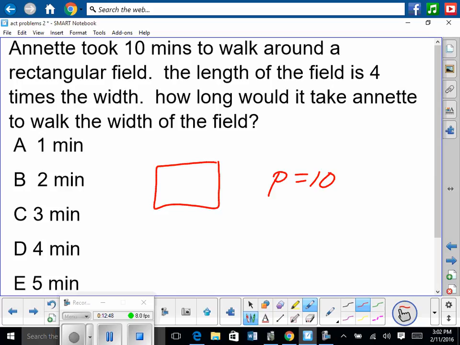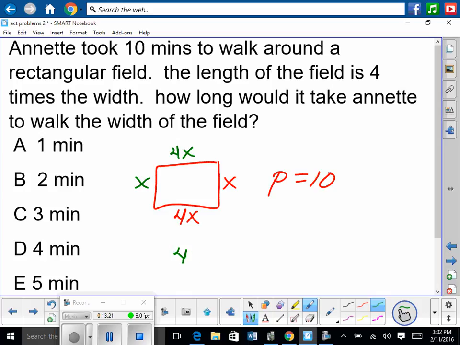So we have no idea what the width is, right? So let's call the width x, right? But we do know the length is 4 times that amount. 4x, good. So now it says how long would it take Annette to walk the width of the field? Wait, the width is 4x, right? No, it's x. The length is 4 times the width. So 4x. Yeah, you're good. So then we know if this is x, this is x, this is 4x, right? So adding up the perimeter will equal 10. Solve for x, right?